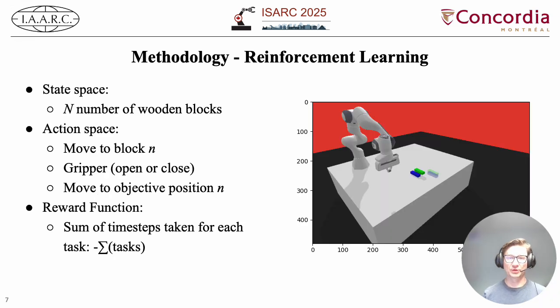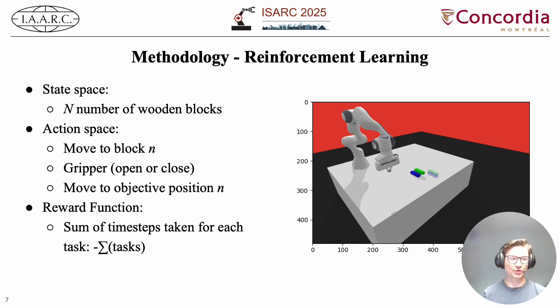For the reinforcement learning methodology, we define the state space as the number of wooden blocks that remain within the scene. And so our action space is defined as moving to a block, opening or closing the gripper, or moving to the objective position, meaning which block corresponds to which objective.